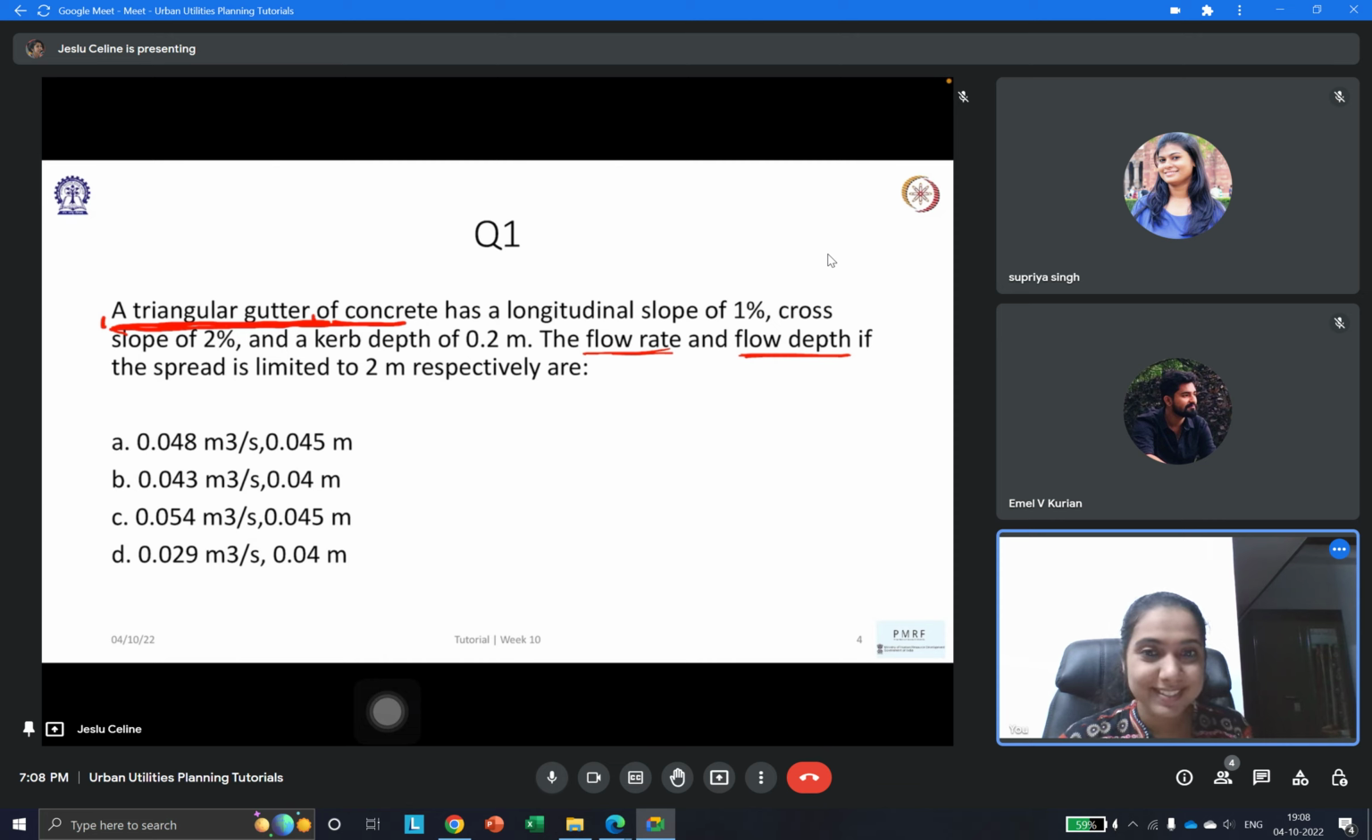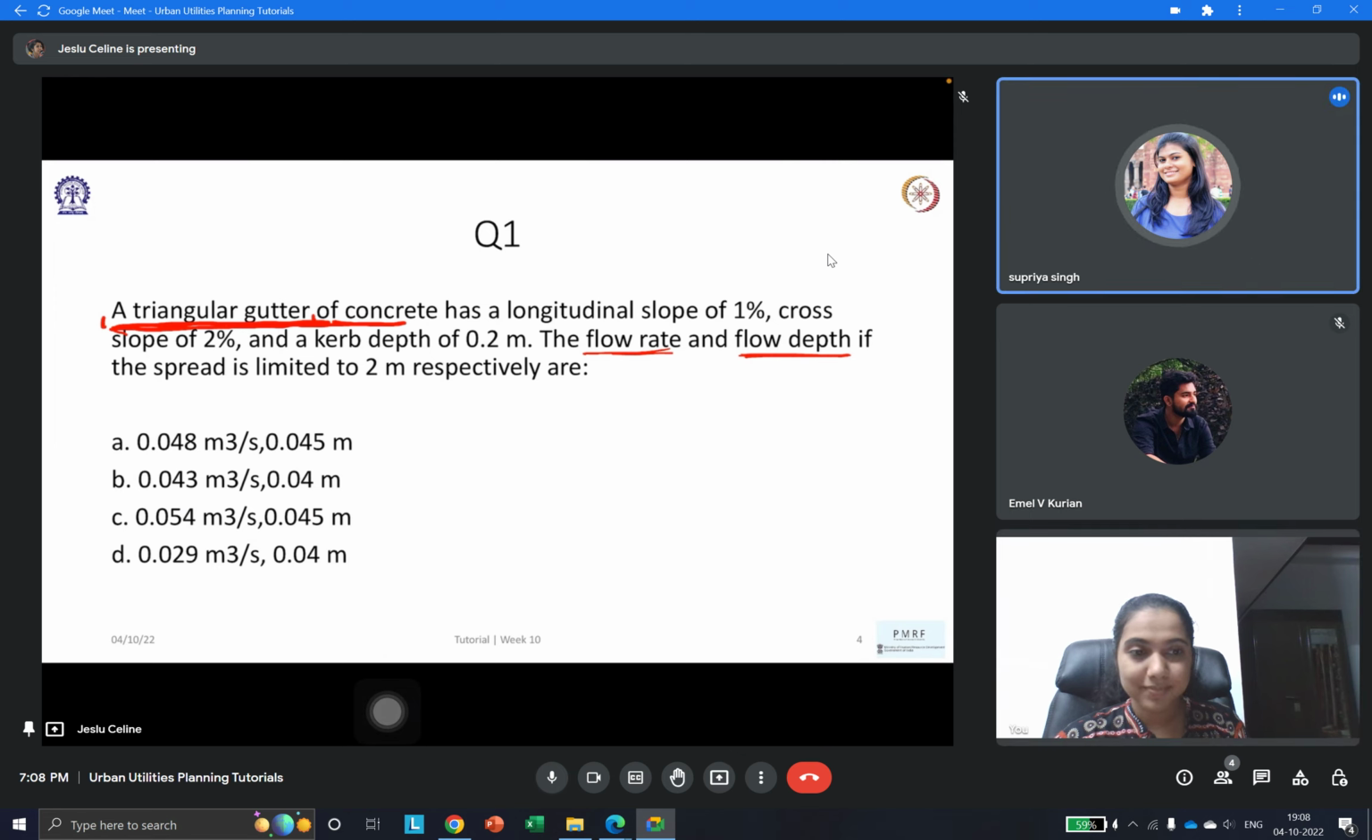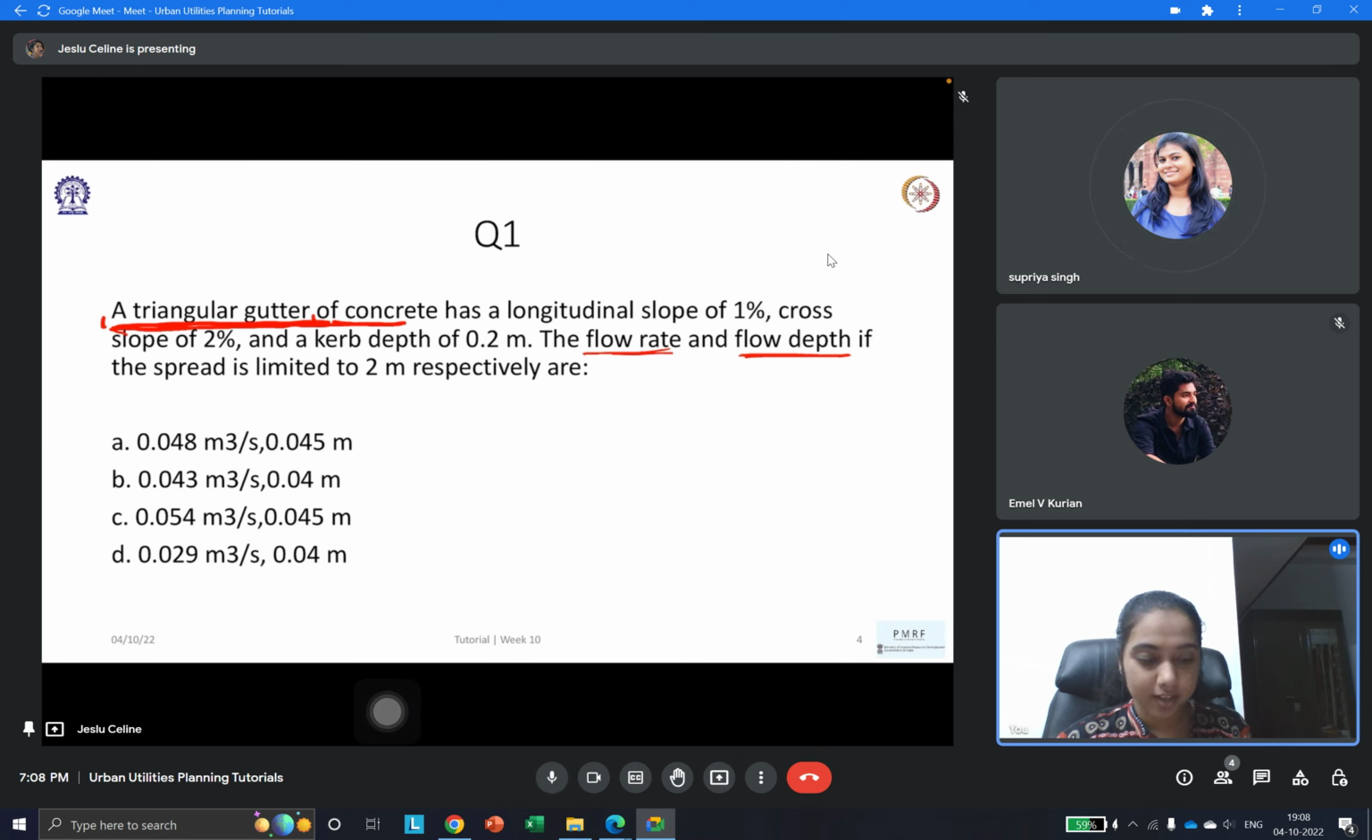Hello. Hello, Supriya. Am I audible? Yes, yes, you are audible. So why do we have triangular gutters? Is there any particular reason for that?